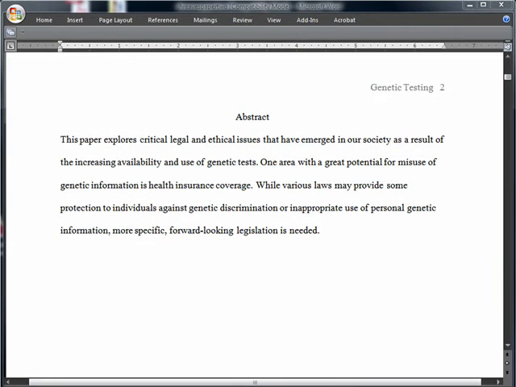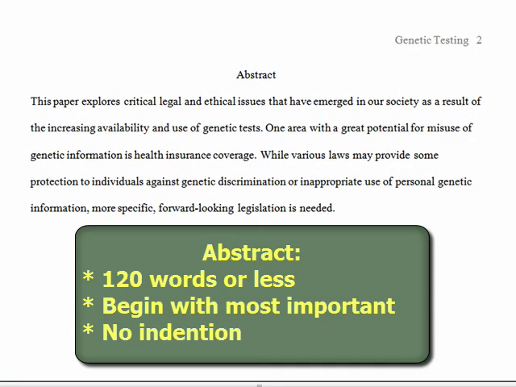Okay, next let's look at the abstract page, which is the second page of your manuscript. The abstract is a 120-word summary of your entire paper. APA suggests that you begin with the most important information first, and that would be your paper's purpose or your paper's thesis, followed by subsequent levels of information, your main points, your outcomes, etc. Also, please make sure that your abstract is not indented. As usual, your header/footer command will be inserted automatically on this page and all subsequent pages.